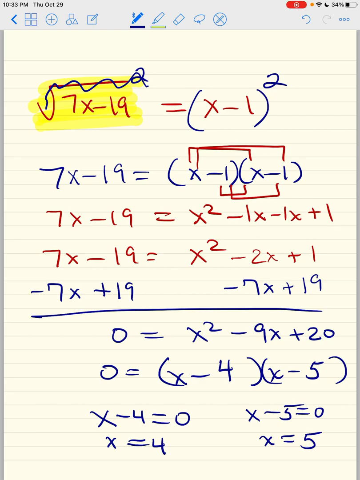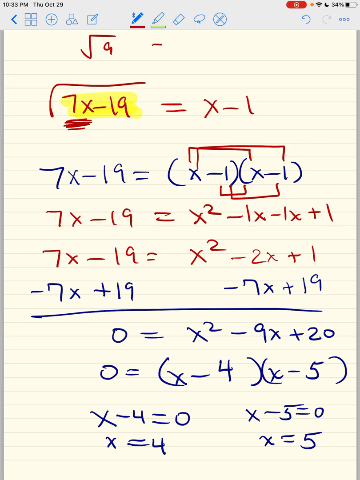However, as I mentioned in the last video, many times these numbers do not work. One of the numbers does not work. So this was the original equation. So I'm going to go back here. I'm erasing. And you're going to have to go back to the original equation and check it. Okay, let's see if they both work. 7 times 4 is 28. 28 minus 19 is 9. The square root of 9, let's see what that equals. Let's put the 4 back in here. 4 minus 1 is 3. Does 3 equal 3? Yes, so this person can stay.